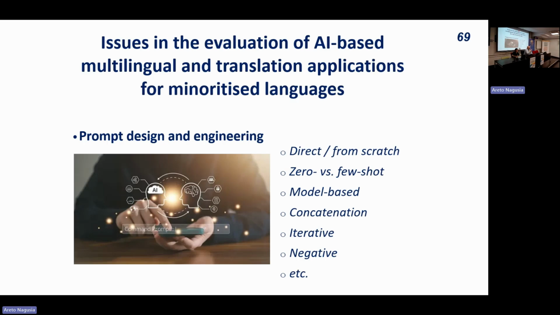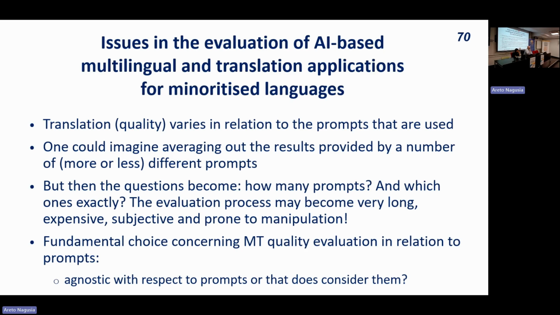changes. So this introduces a major variable in the picture, because then you cannot just evaluate the output, as in all the scenarios I've been discussing so far, whether it's automatic metrics or manual human methods, but you also have to factor in the prompt, because as the prompt varies, your output will vary more or less substantially. So when you are dealing with AI-based translation tools, particularly again for minoritized languages, that becomes another sort of variable, another moving element of your evaluation protocol.